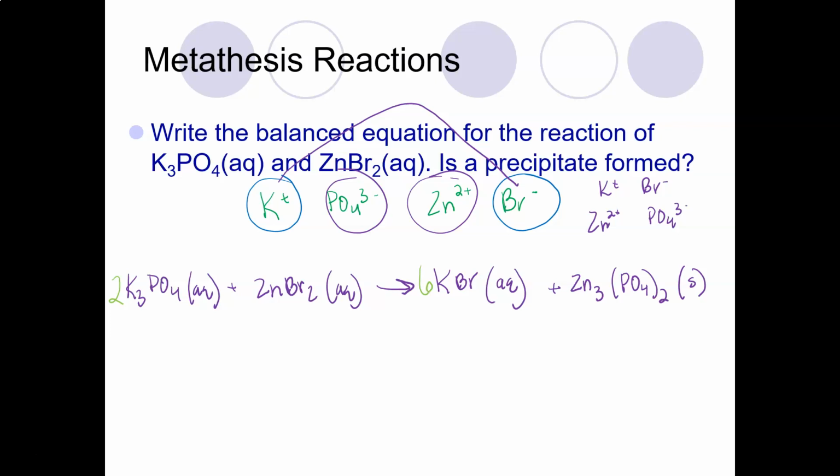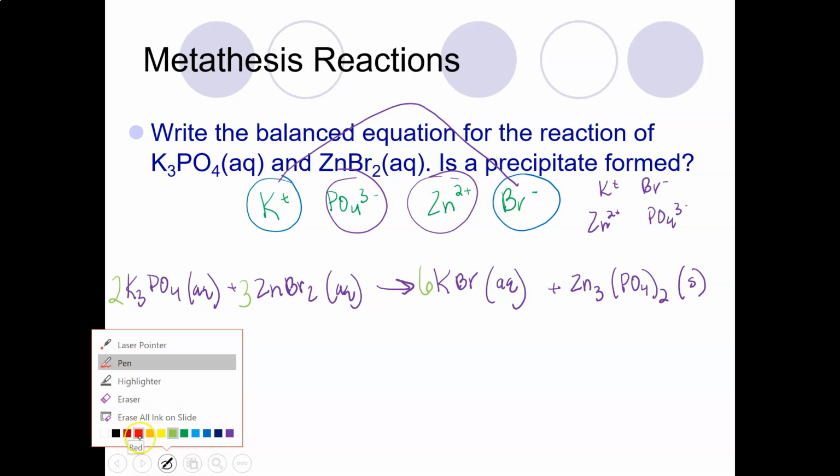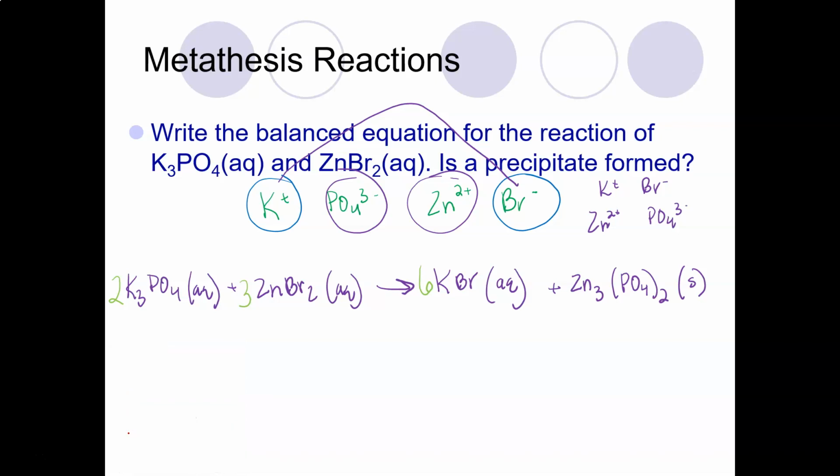Now I can do zincs or bromines. It doesn't really matter. I've got 3 zincs on the product side and only 1 zinc on the reactant side, so I put a 3 right there. Now I have 6 bromines on the left, and turns out 6 bromines on the right. So 2, 3, 6, and 1 are our coefficients. I cannot reduce that down any further. Last step is to determine if a precipitate forms, and if so, which one. There it is, because it's a solid. That's how I know I made a precipitate.